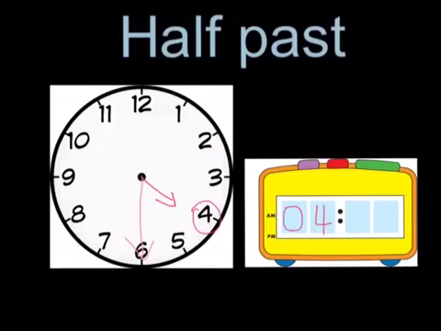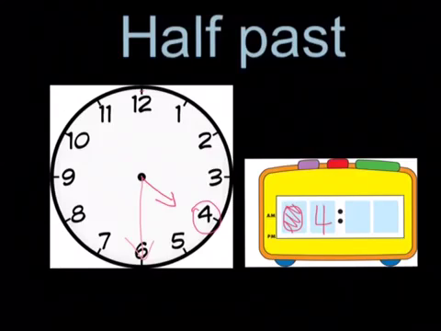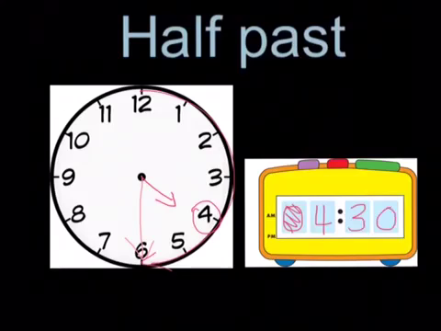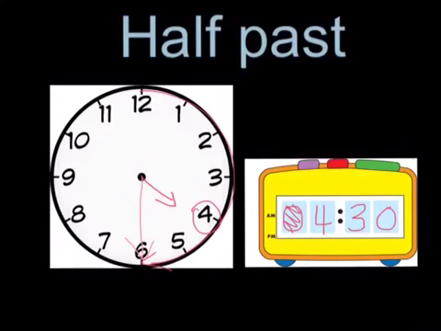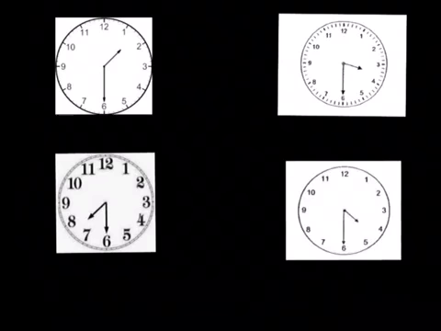Sometimes you might see a 0 there, or sometimes it might just be left blank. Remember, on this side, when we're talking about half past, it takes 30 minutes to get around to the 6 from there. So we always put in 30, and that tells us it's 4:30. Let's have a go at reading these clocks.